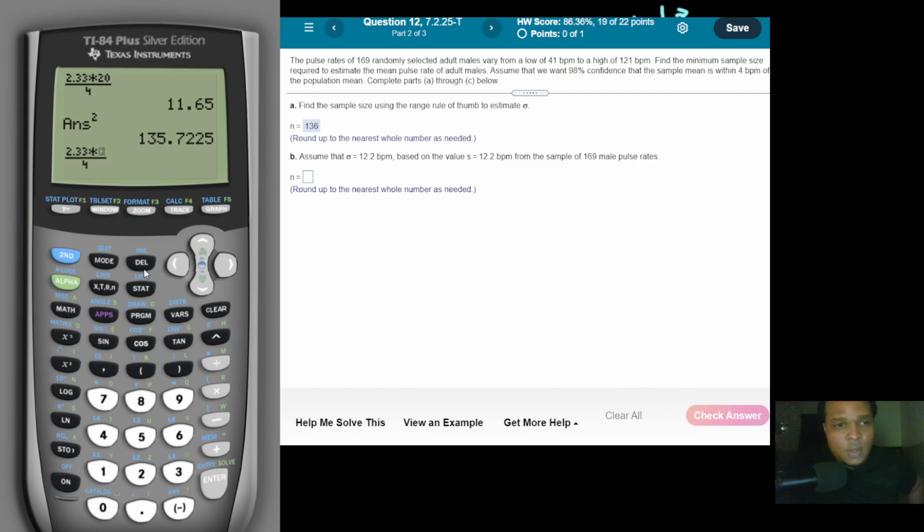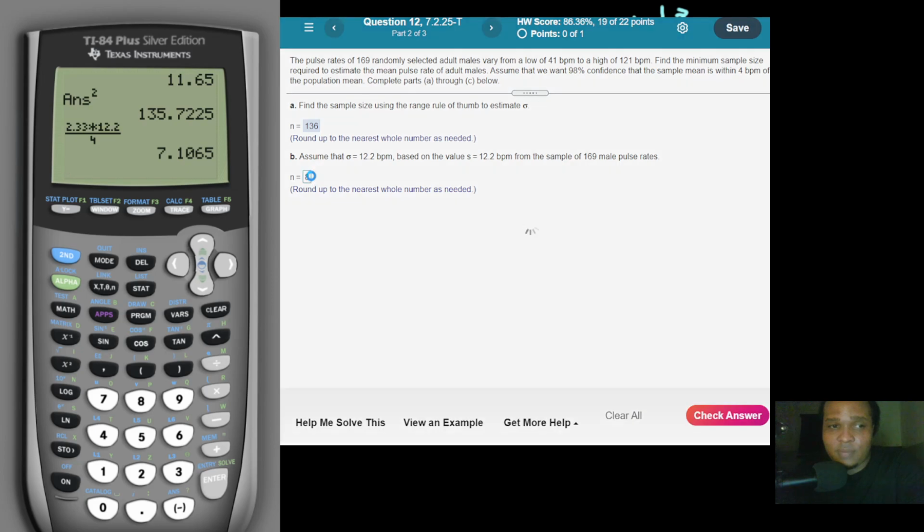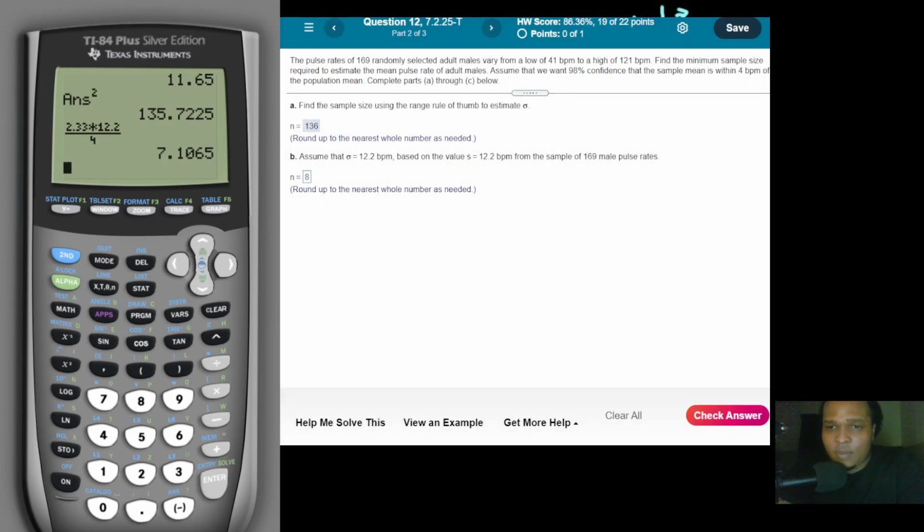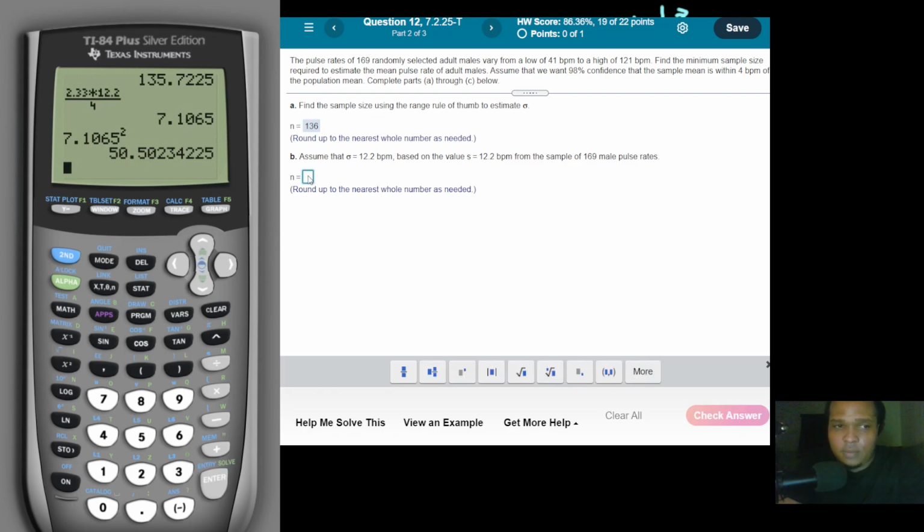Delete, delete. Okay, and we're going to put our standard deviation in, 12.2. What am I saying? All right. 7. That means we're going to change that into an 8. I forgot to square it. It's going to be like 49-ish or 50 or something like that. Anyway, hit this. I'm going to hit square. 50. One higher, 51.